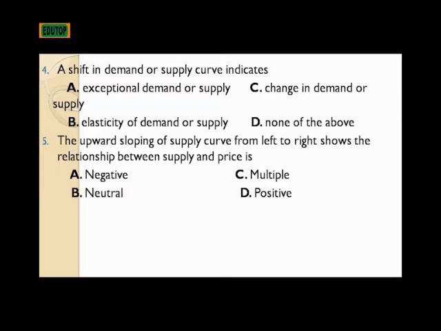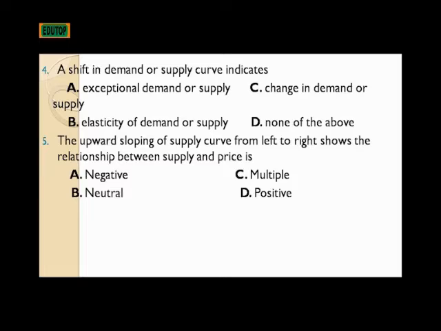Number 4. A shift in demand or supply curve indicates dash. A. Exceptional demand or supply. B. Elasticity of demand or supply. C. Change in demand or supply. D. None of the above.